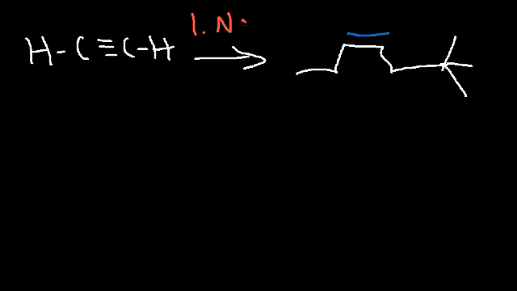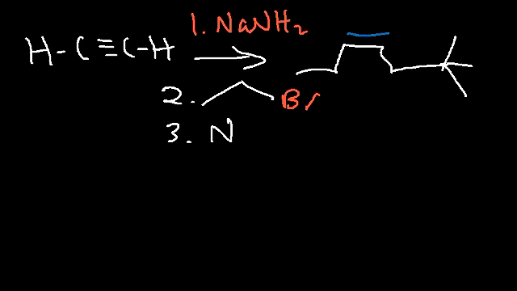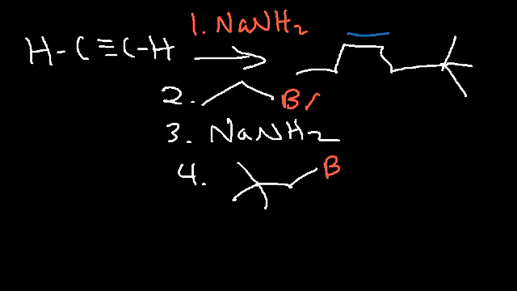Step 1, we need to add sodium amide to remove the hydrogen. Step 2, we're going to add 2 carbons and a Br, so basically a 2-carbon alkyl halide, or in this case, ethyl bromide. Now, step 3, we need to use sodium amide again to remove the second hydrogen. And then in step 4, we're going to add this part of the molecule. So basically, just redraw what you see. We need a total of 5 extra carbons. And then we're going to add a leaving group to it.